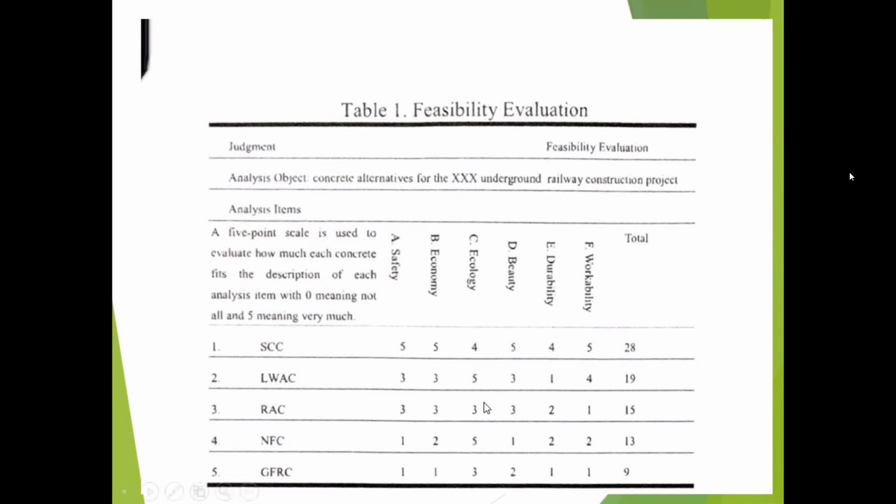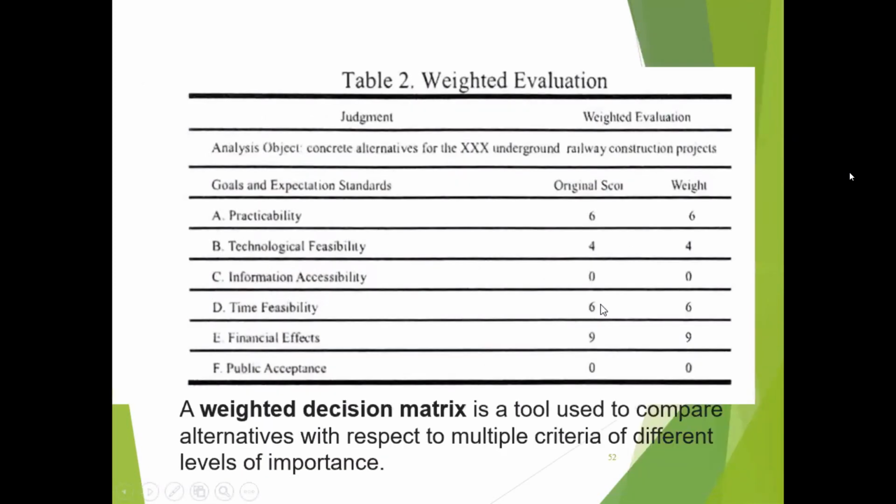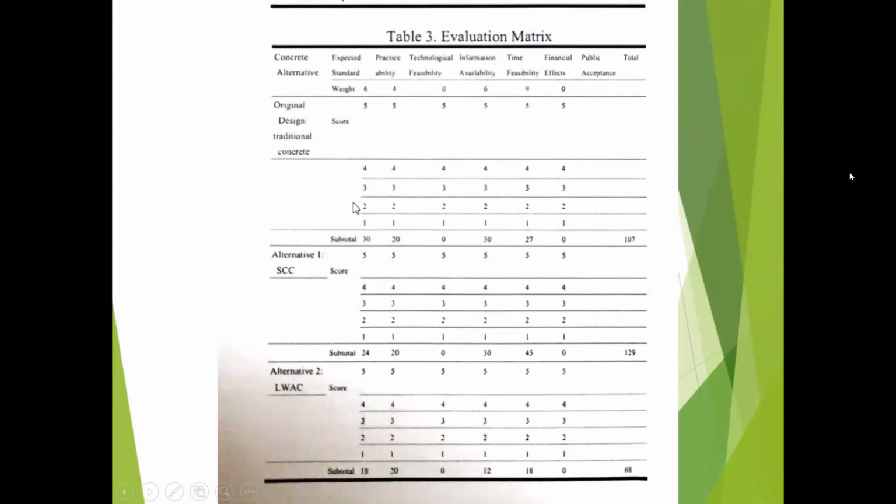Okay. So this is the surface evaluation, superficial evaluation, right? Get the scoring. And you see here, the original design, that is the traditional concrete, scores 107, whereas the second one, SCC concrete, a low weight aggregate concrete or some different alternatives, receives 68 only. This received 129. So therefore, we are going to compare the cost of SCC concrete with the cost of traditional concrete.